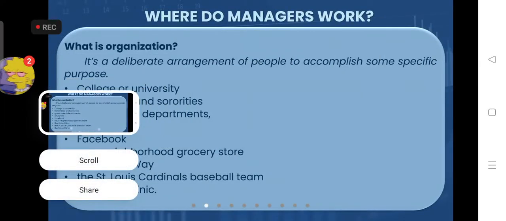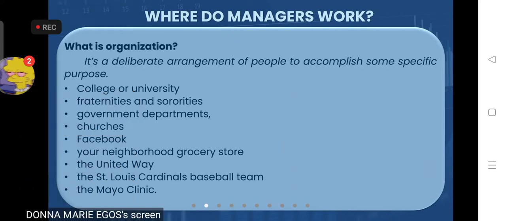So where do managers work? It's obvious that managers do their work in organizations. So what is an organization? It's a deliberate arrangement of people to accomplish some specific purpose. So for example, colleges or universities, fraternities and sororities, government departments, churches, Facebook, your neighborhood grocery store, the United Way, the St. Louis Cardinals baseball team, and the Mayo Clinic. All are considered organizations and have three common characteristics.